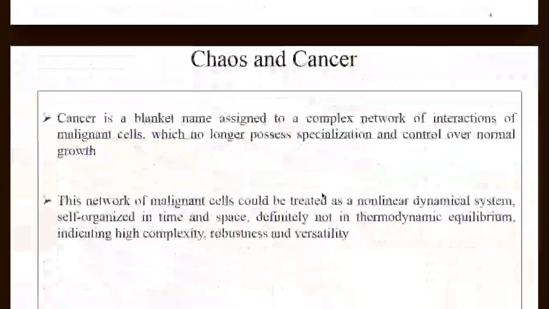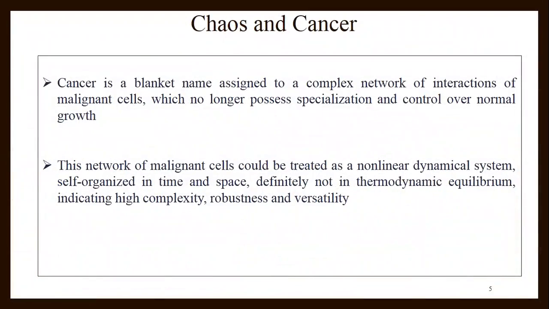Now, a few words about cancer. Cancer is a blanket name assigned to a complex network of interactions of malignant cells, which no longer possess specialization and control over normal growth. This network of malignant cells could be treated as a nonlinear dynamical system, self-organized in time and space, definitely not in thermodynamic equilibrium, indicating high complexity, robustness, and versatility.